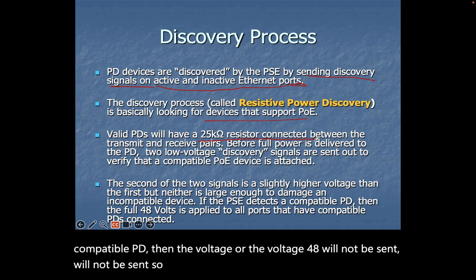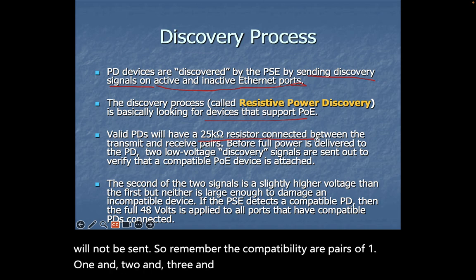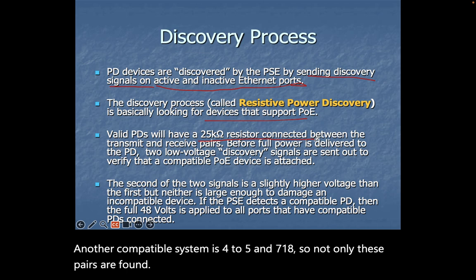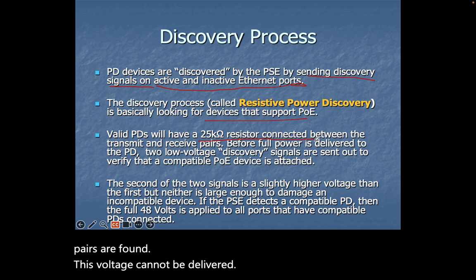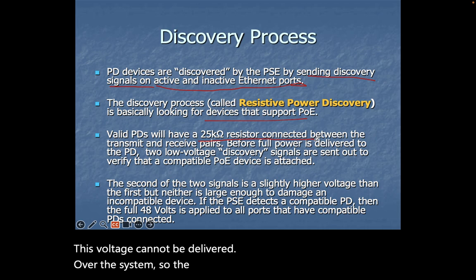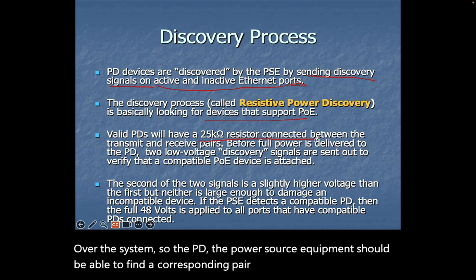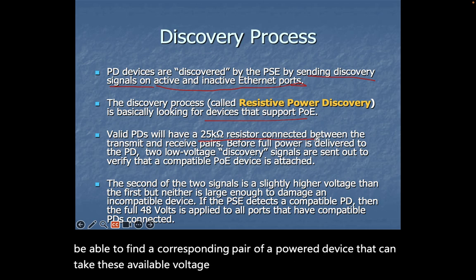So remember, the compatibility pairs are 1 and 2 with 3 and 6. Another compatible pair is 4 and 5 with 7 and 8. So until these pairs are found, this voltage cannot be delivered over the system. So the power sourcing equipment should be able to find a corresponding pair of a powered device that can take this available voltage of 48 volts.